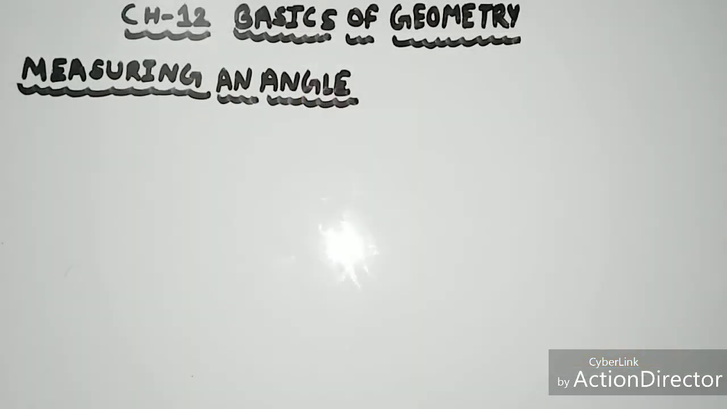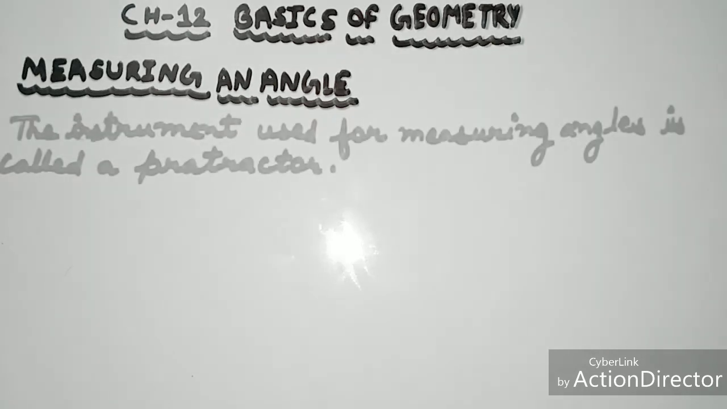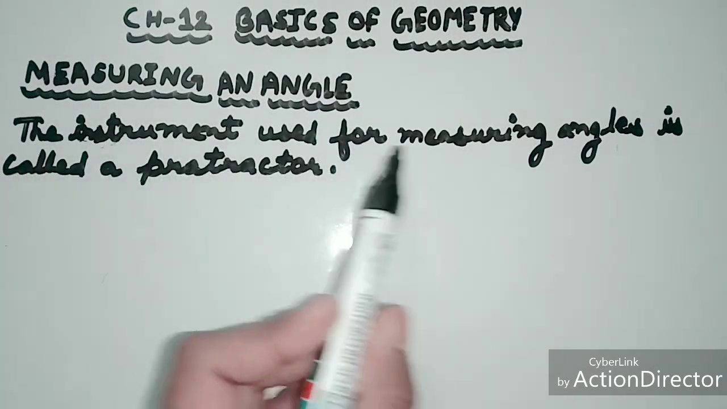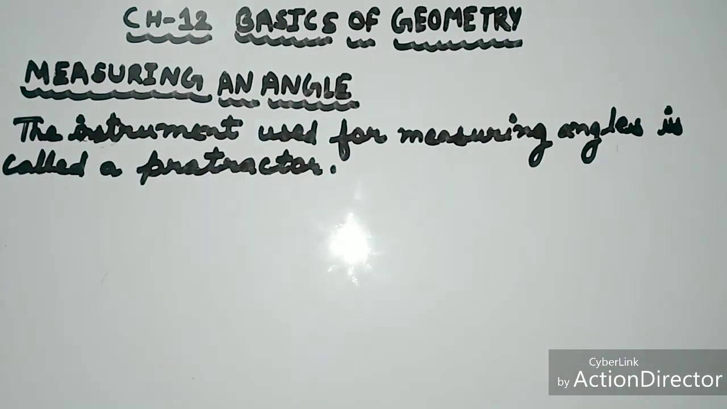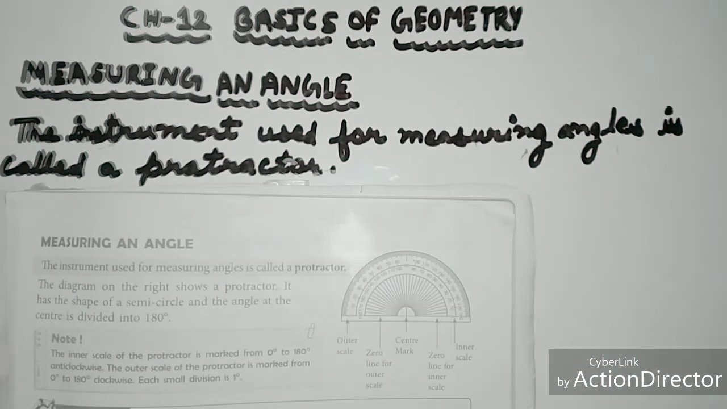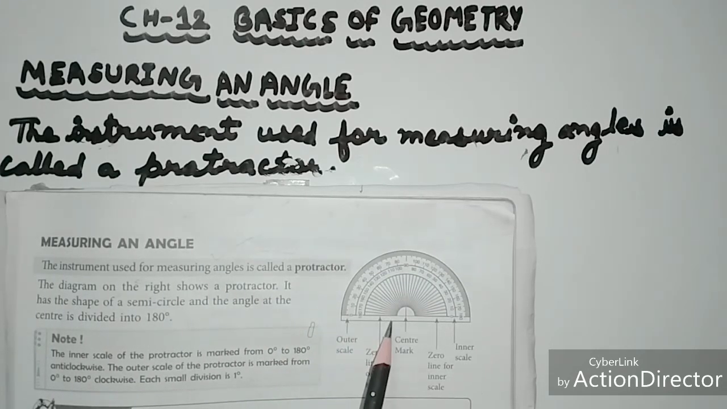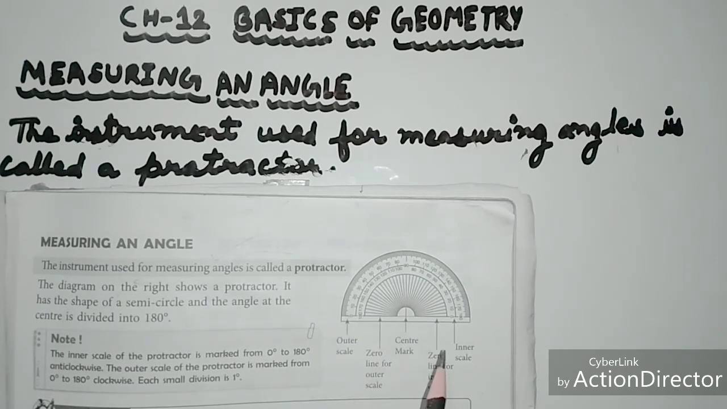Now here we will discuss measuring an angle. The instrument used for measuring angles is called a protractor. The diagram on the right shows a protractor. It has the shape of a semicircle, and the angle at the center is divided into 180 degrees.